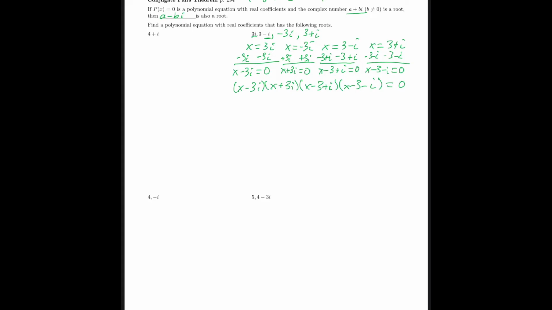And then right before that, all the factors were multiplied together. So this is x minus 3i times x plus 3i times x minus 3 plus i times x minus 3 minus i equals 0. And so now to find the polynomial these come from, I just need to multiply these all out. So we can use our box method. I'm going to multiply the two on the left together.